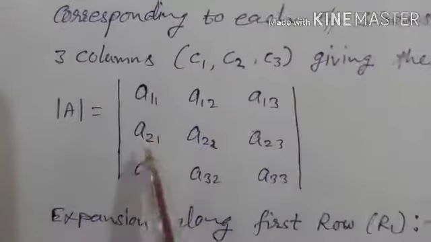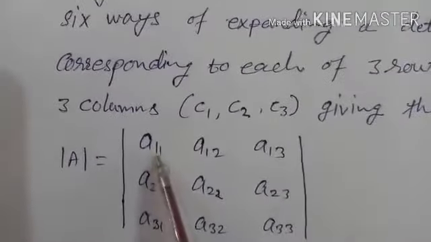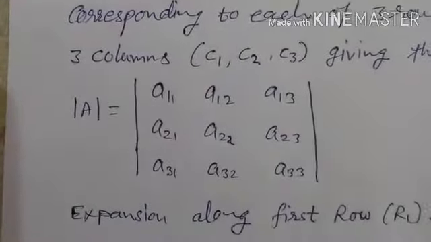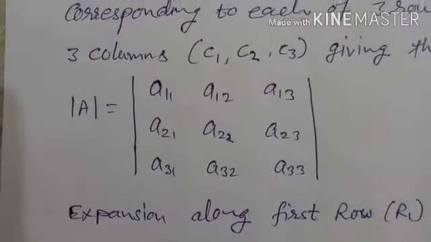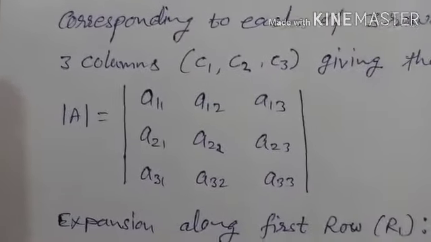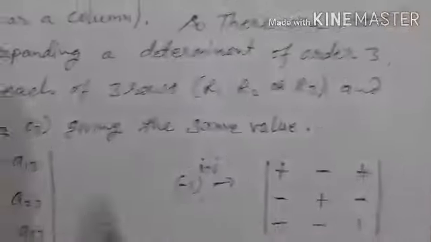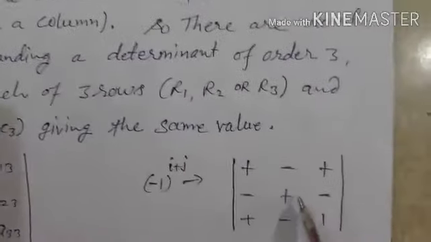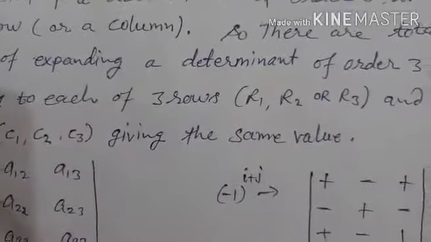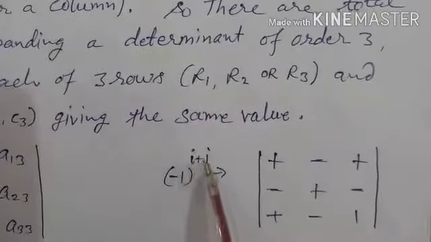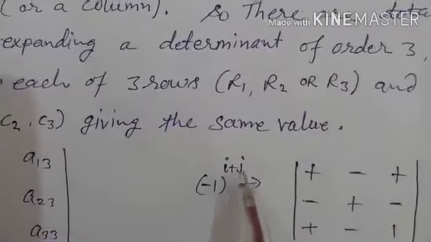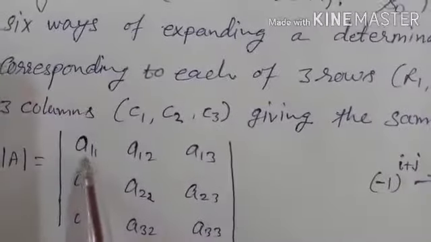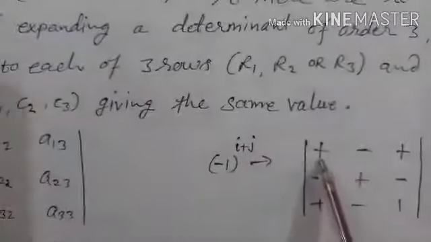So in the first row, the first element is a11. First we write minus 1 whole raised to the power 1 plus 1, the sum of these two suffixes. 1 plus 1 is 2. So minus 1 whole raised to the power 2 is positive. This is the sign of each element of the determinant. So for the first element a11, minus 1 whole raised to the power i plus j means 1 plus 1, that is 2. If the sum of these two suffixes is even, then it will be positive.